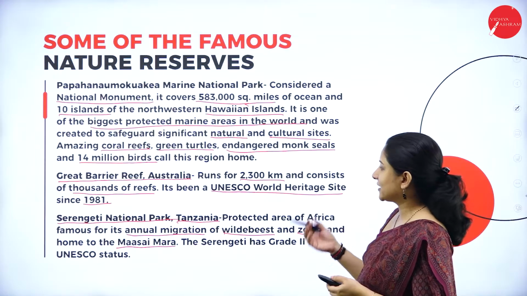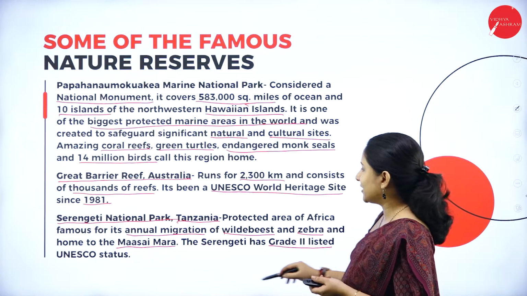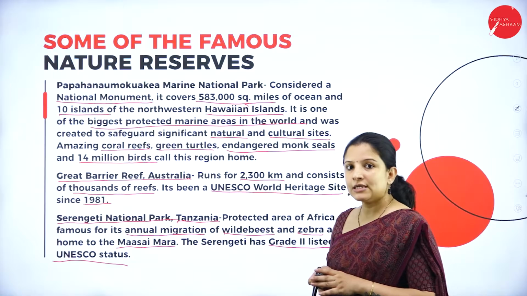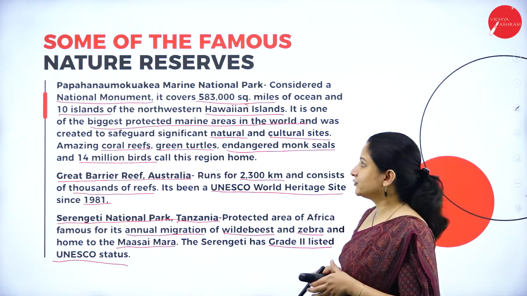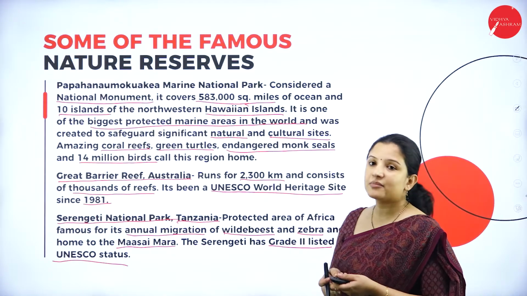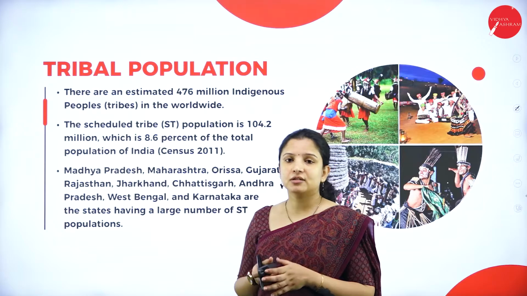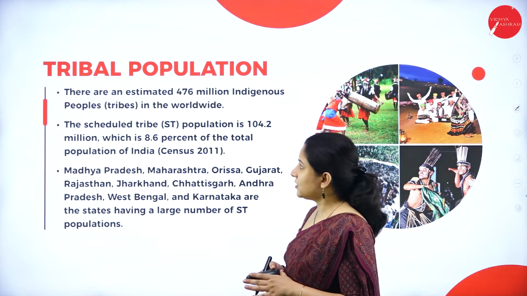and therefore the Serengeti National Park has grade 2 listed UNESCO status. So it is listed under the grade 2 UNESCO status. So therefore it is a UNESCO World Heritage Site as well. So these are some of the famous nature reserves that are there. In some of these nature reserves, human activities are allowed, but in some only research activities are allowed.